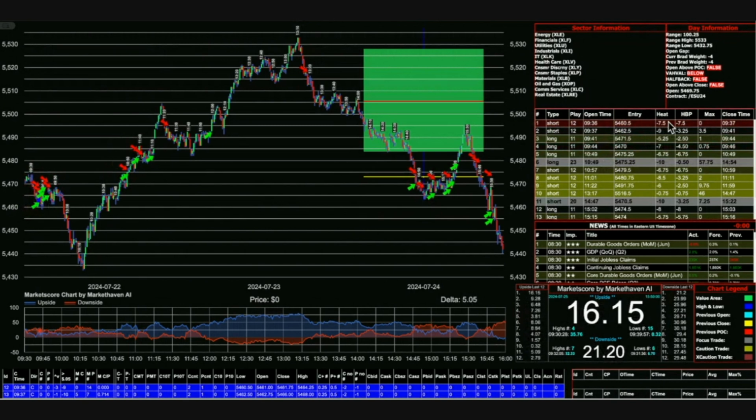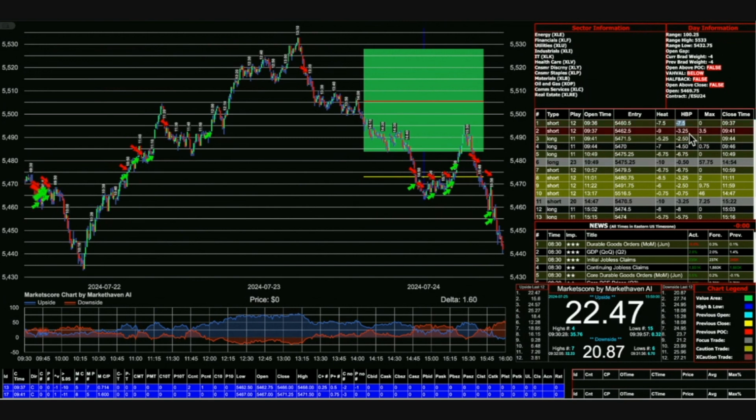So the heat is the total amount of heat it takes before it exits. And what is heat to you? Heat is any movement in the opposite direction from your entry. So from this entry, the price moved 7.5 points off of that toward the upside. So that's trailing as the play works out. Correct. Okay.